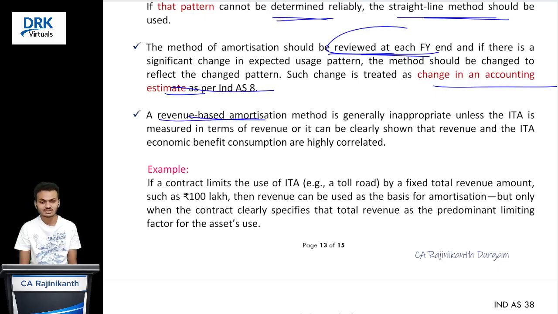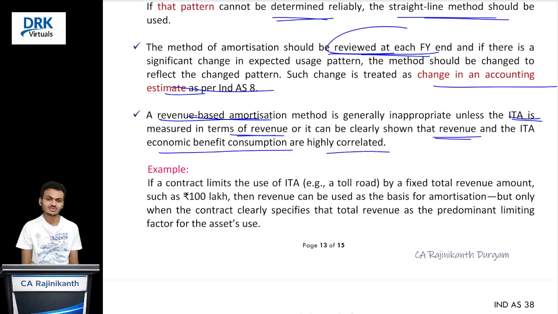Generally, revenue based amortization is not appropriate. Amortization charge on the basis of revenue is not appropriate, but there is one exception. What is that? If the intangible asset itself is measured in terms of revenue, or revenue and economic benefits consumption are both correlated, in that case, we should go for amortization on the basis of revenue.